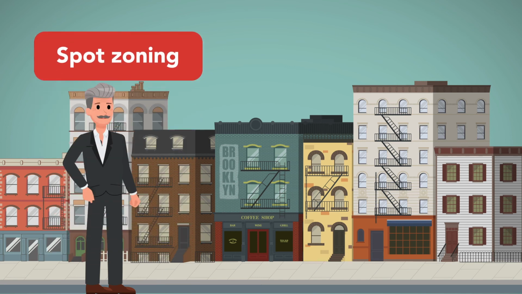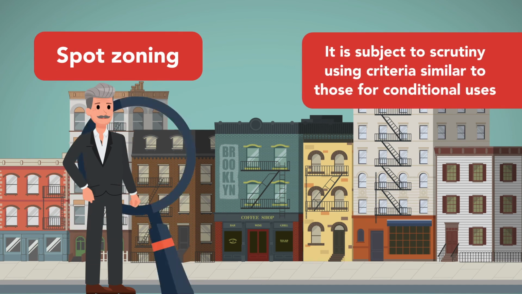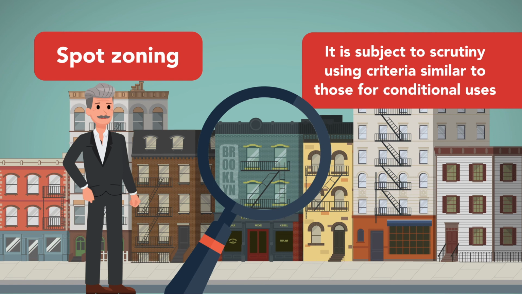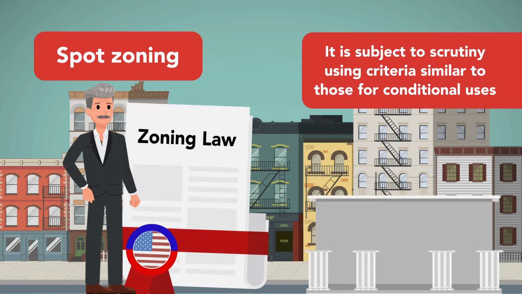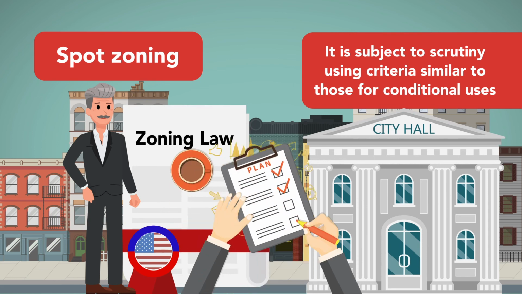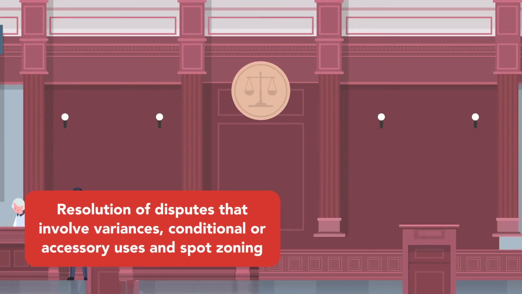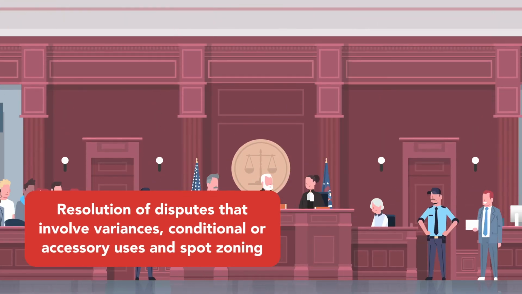Spot zoning is not per se impermissible, but it is subject to scrutiny using criteria similar to those for conditional uses: whether the use is consistent with the zoning ordinance and with the municipality's comprehensive plan, whether it benefits anyone other than the landowner of the spot zoning use, and whether the spot zoning has a connection with a legitimate power or purpose.